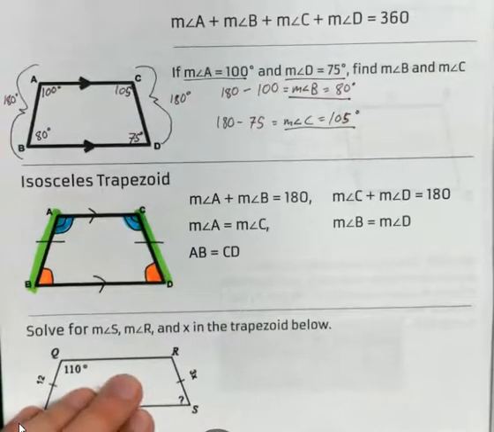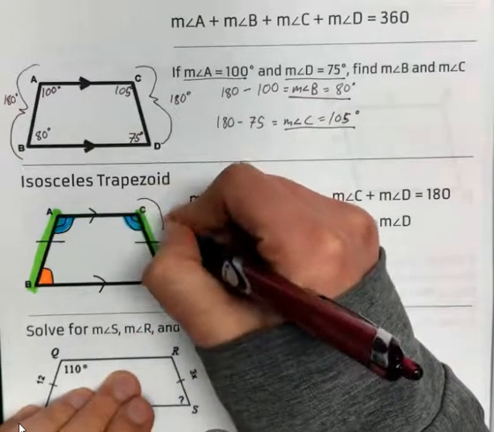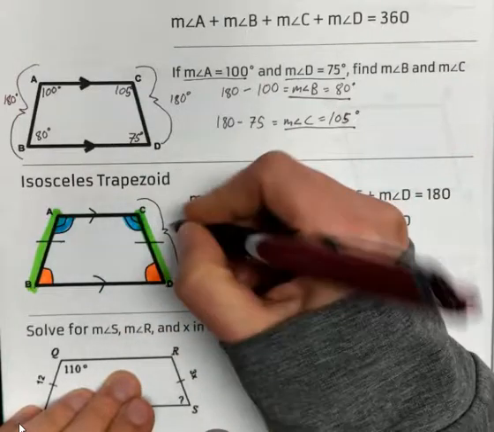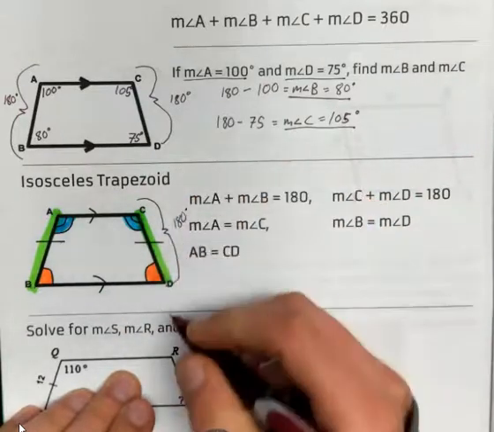Okay? So, same as before, we also have that angle C and angle D added together equal 180.